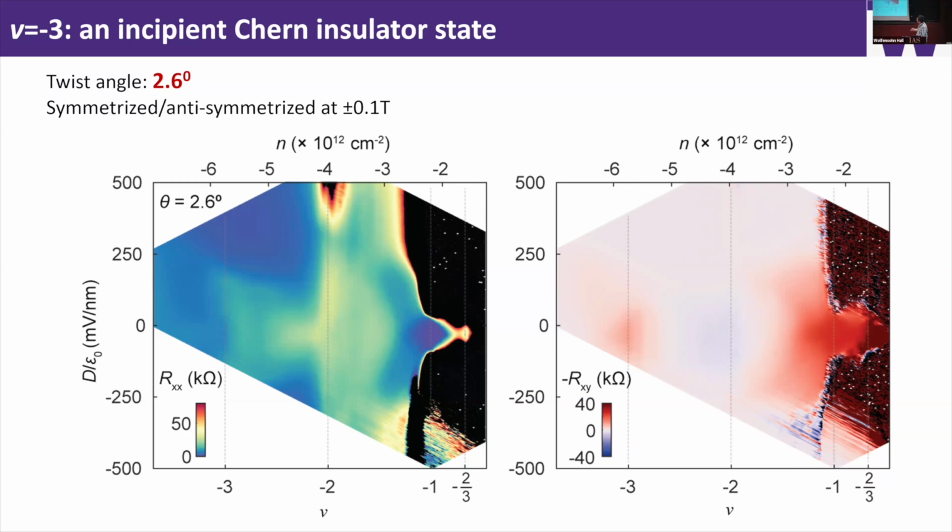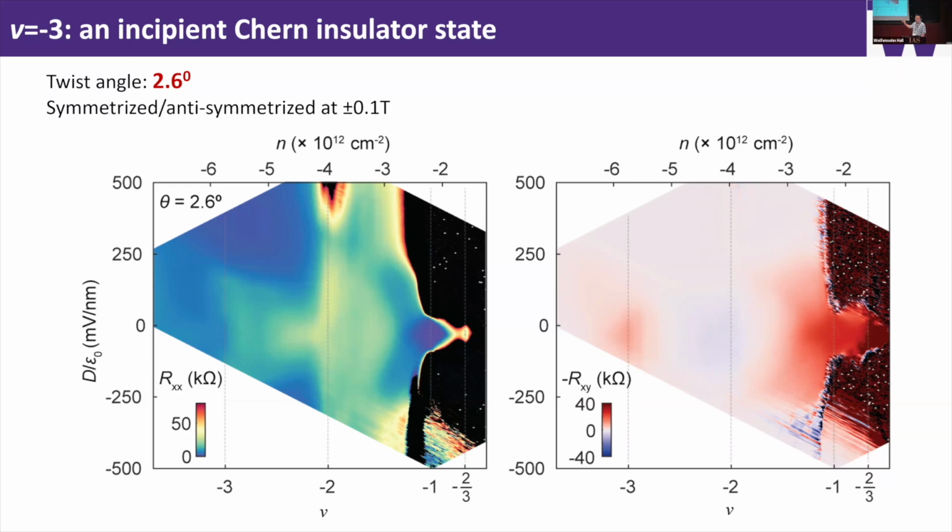There's a suppressed Rxx. Now we look at the Rxy, right? On the Rxy side, at filling factor -1, we have a larger Rxy. It's a quantum anomalous Hall state. At -2/3, we also have an even larger Rxy. That's the FCI. And at filling factor -2, there's a vanishing Rxy. But at filling factor -3, we see enhanced Rxy, corresponding to this suppression of Rxx.